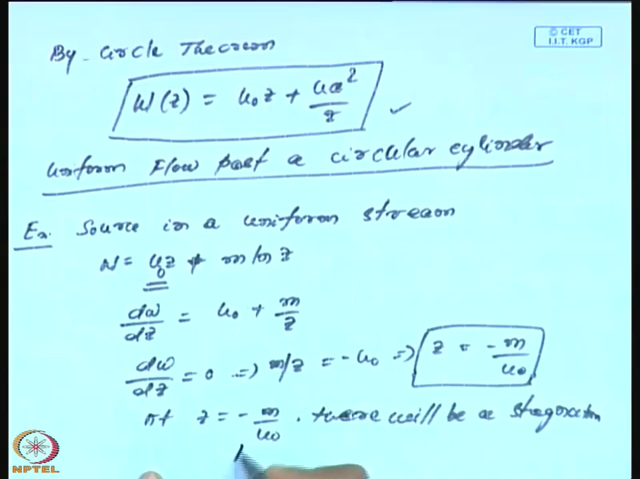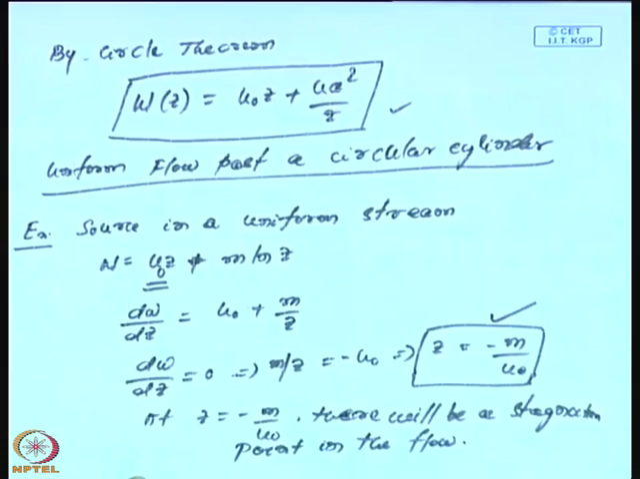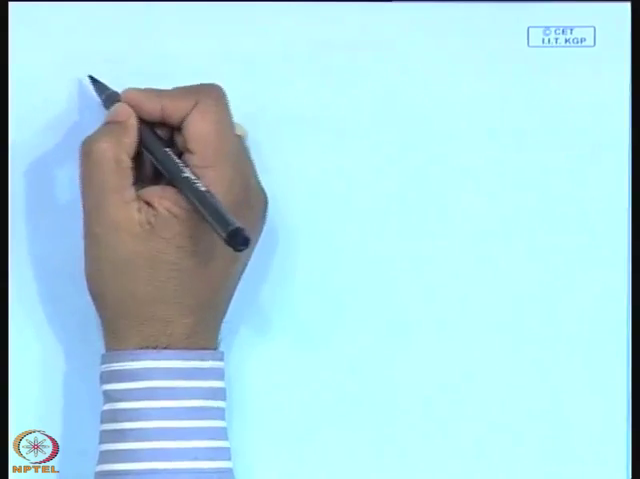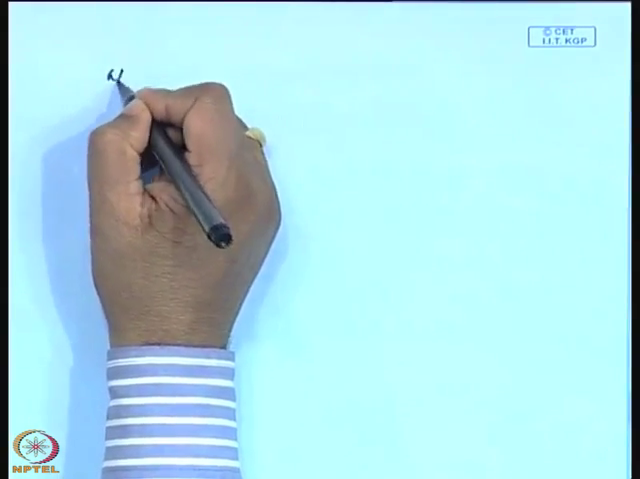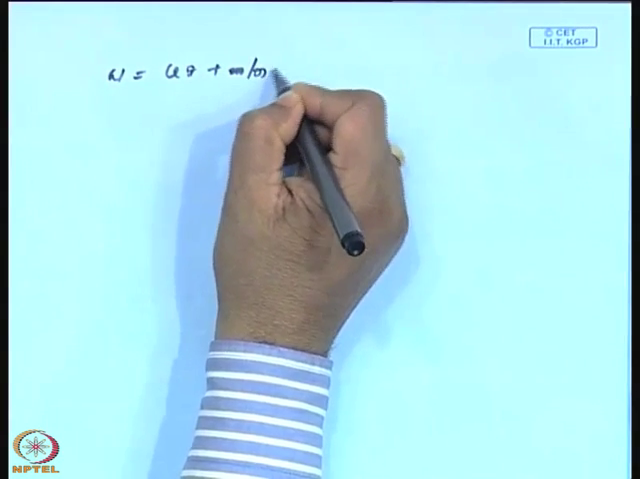There will be a stagnation point in the flow, and we can easily see that this point lies on the x axis. Further, it can be easily seen what the complex velocity potential is, particularly the streamlines. We have already seen W is equal to uz plus m log z.